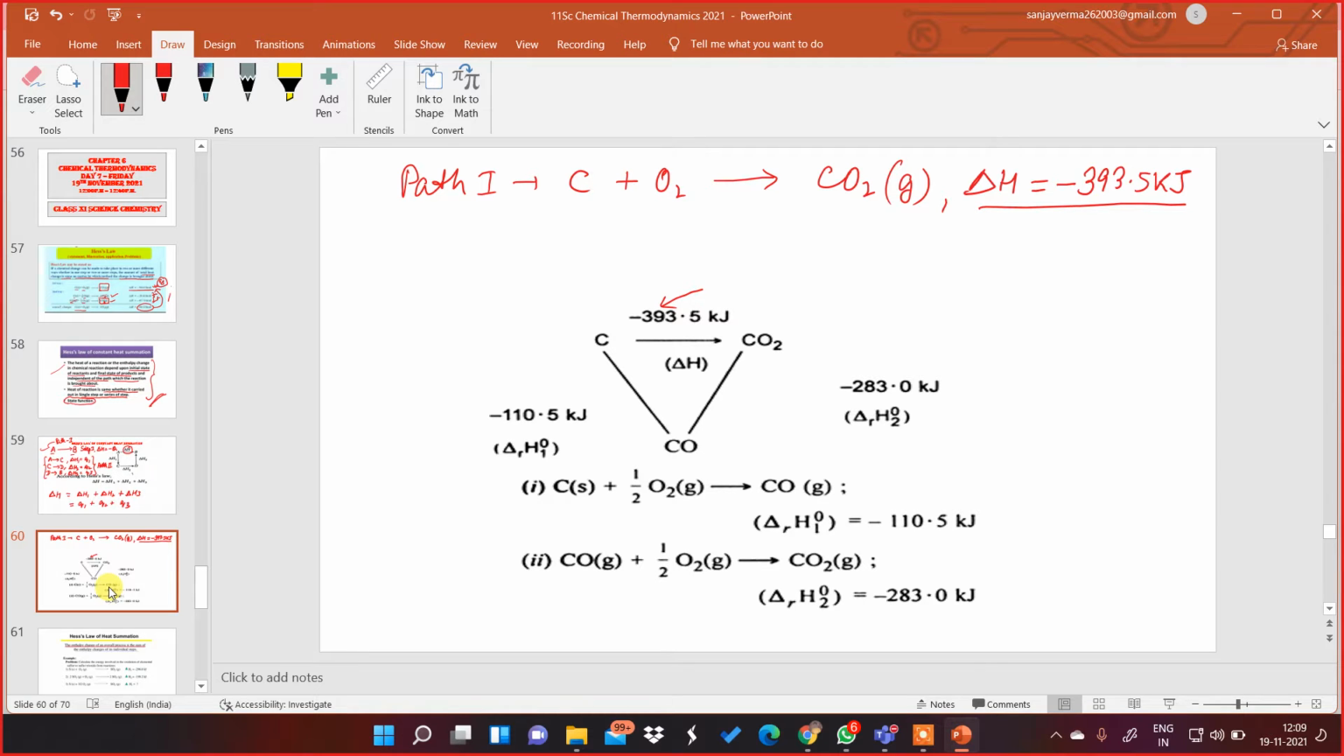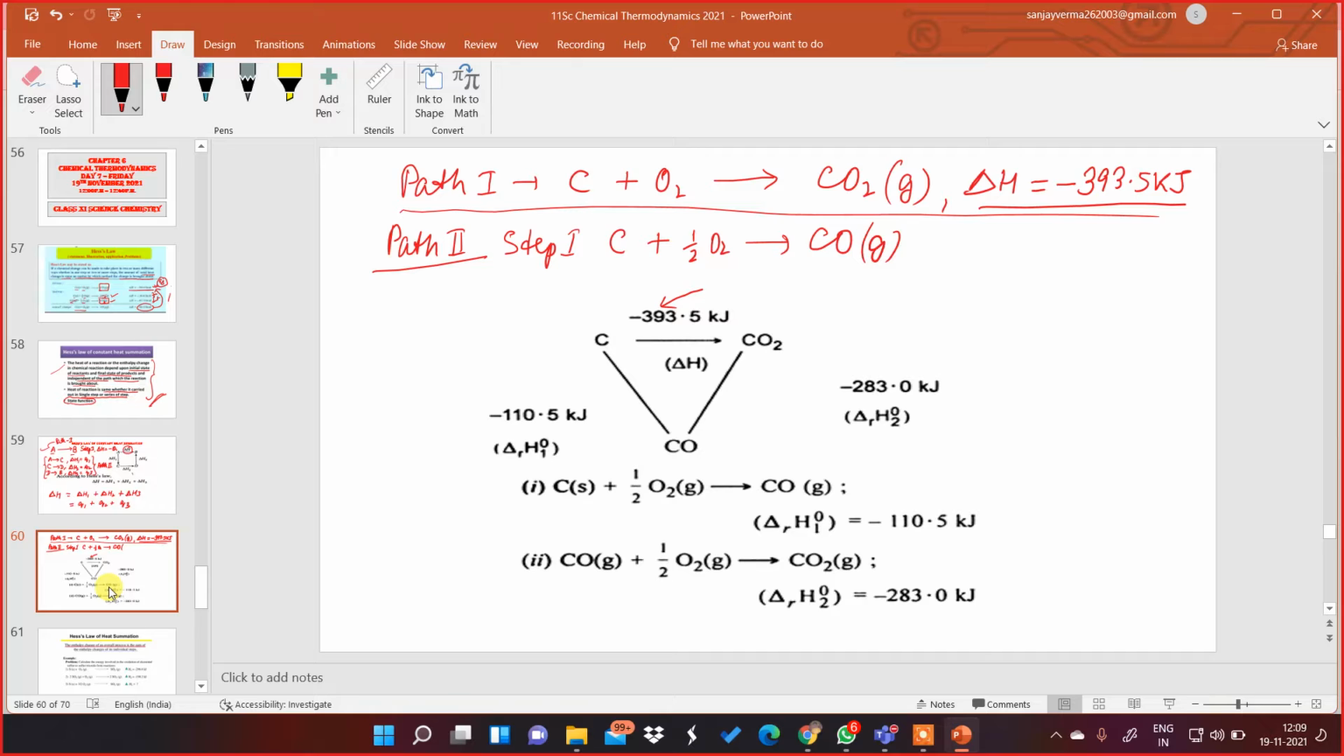Now, the other thing is path 2, which is also given. In step 1 of path 2, carbon combines with oxygen to give carbon monoxide gas. For this path 2 step 1, the enthalpy change is given as minus 110.5 kilojoules.